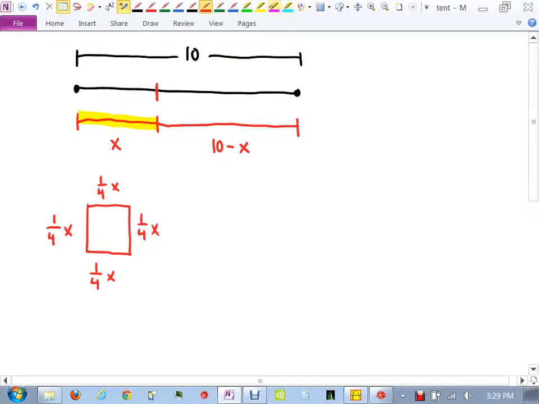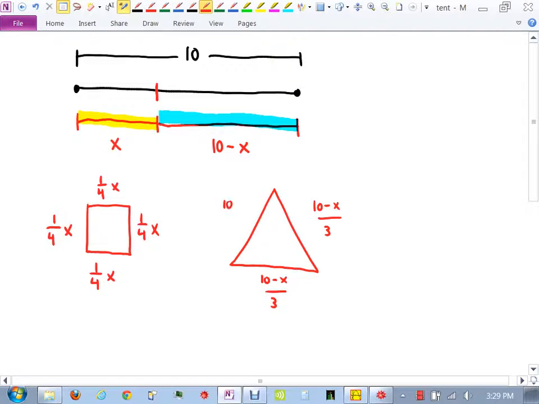Now the other part, we take it and we form it into a triangle, and it's an equilateral triangle. That means I took the 10 minus x and cut it into 3 equal pieces, right? So that gives me 10 minus x, 1/3 of that, 10 minus x, 1/3 of that, 10 minus x, 1/3 of that. So those are just the lengths of the sides.